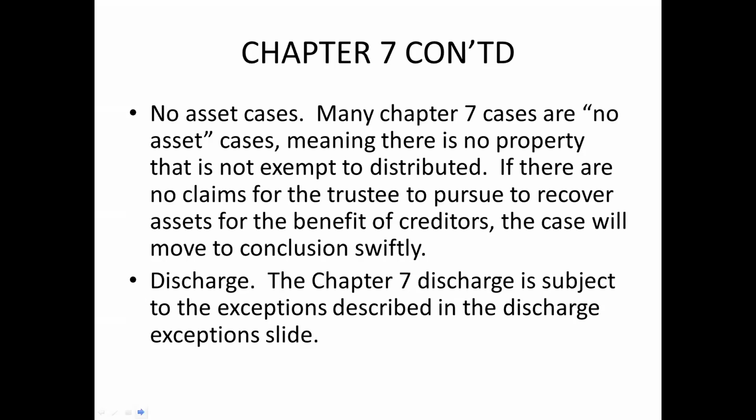But in Chapter 7, a lot of these cases are no assets. So there's no property that's not exempt to be distributed. The trustee will look to see if there are any claims. Maybe there's been an accident and they've got a claim against somebody, or some other kind of claim. But if they don't have them, then the trustee is going to close the case pretty quickly. And the Chapter 7 discharge is subject to all of the exceptions that I showed you on the prior slide. So Chapter 7 tends to be fairly quick. They're always going to be fairly low asset and people that do not have much of an income.